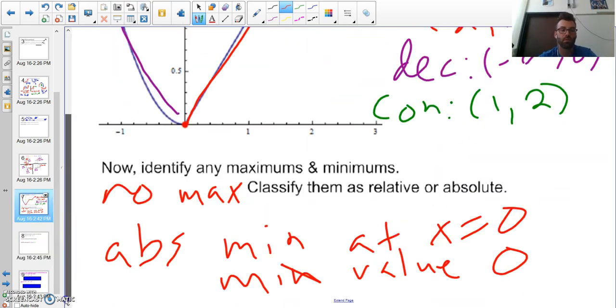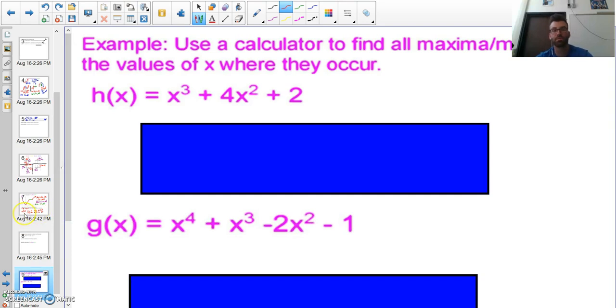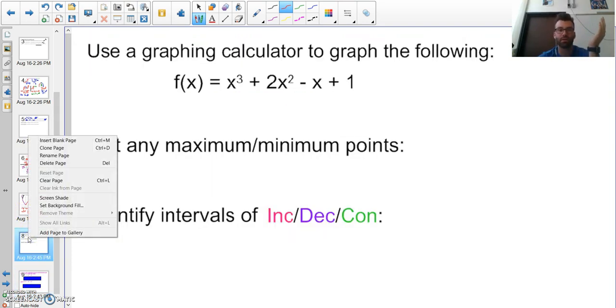I'm running out of time here, so I'm going to make a second part to this video to go over this, and we'll do a couple of examples as well, just to give you the instructions on how to use your graphing calculator. So look for part 2 to come. Great job.